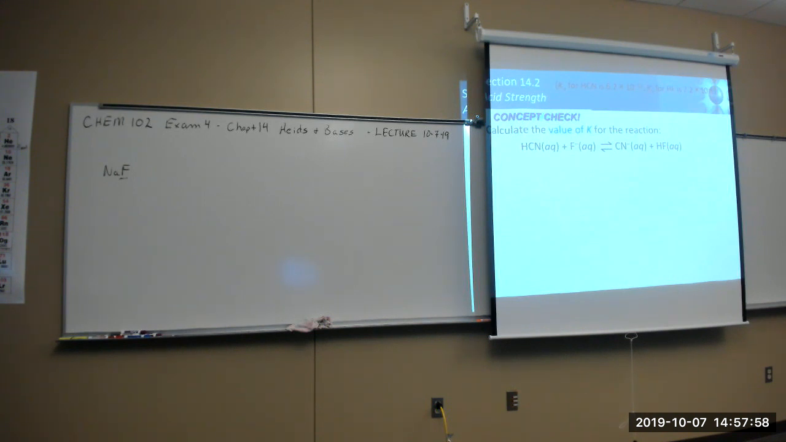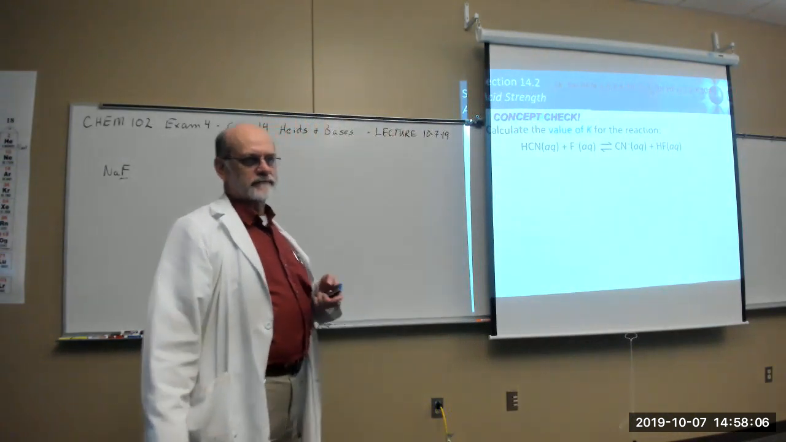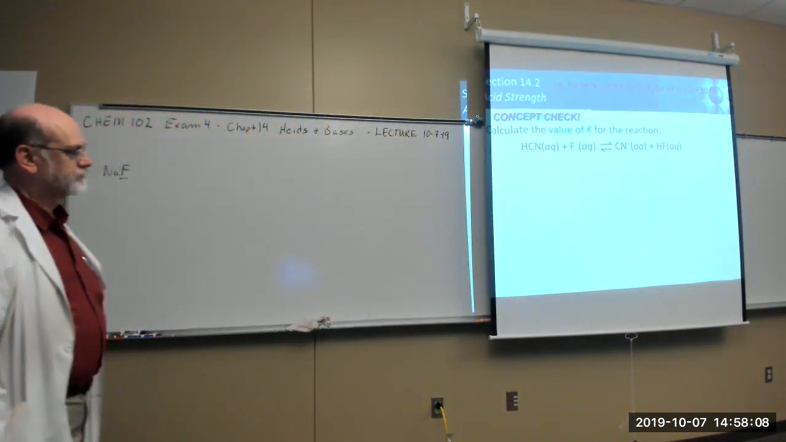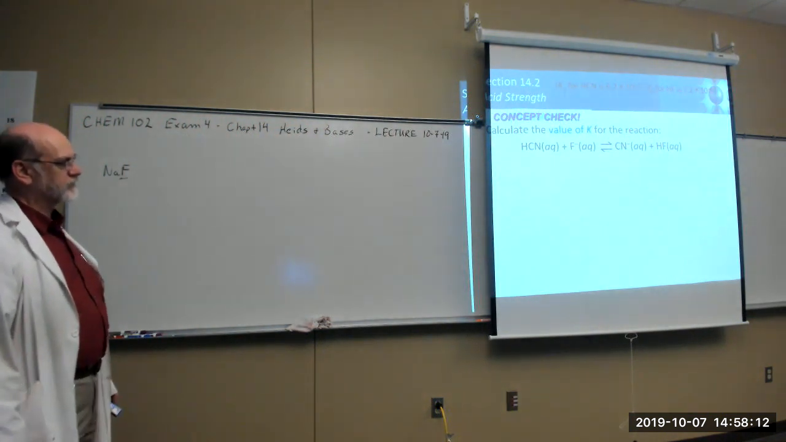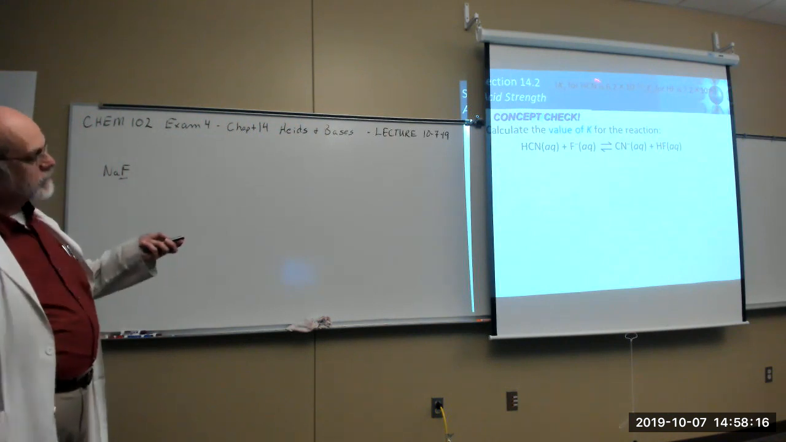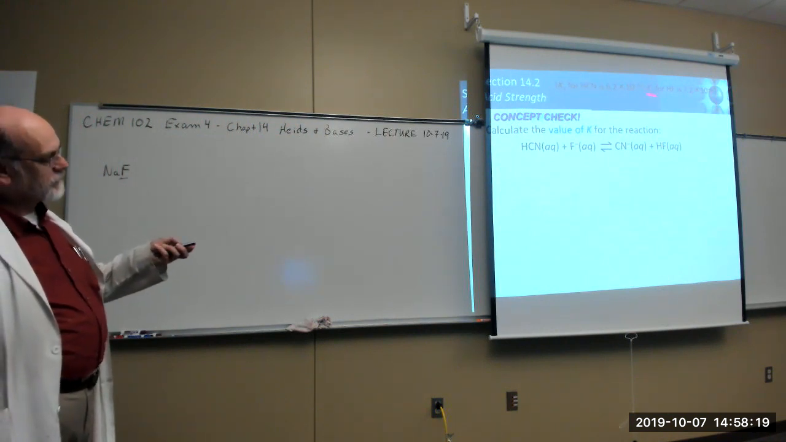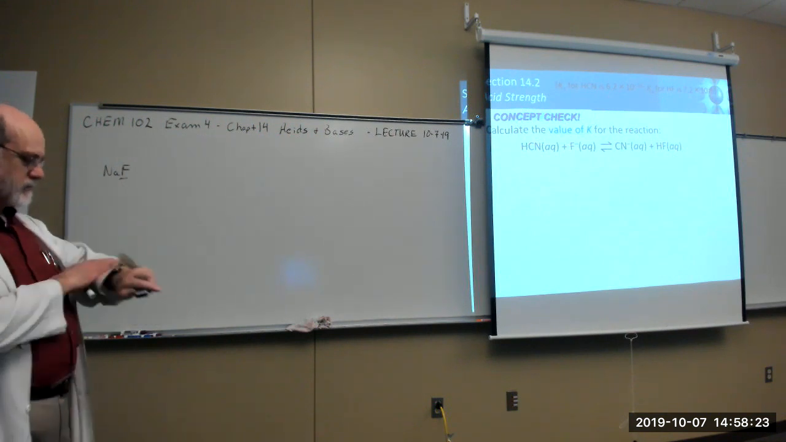It's written in terms of Kw equals Ka times Kb. That way, you can just solve for the one you need. So if you have one, you can find the other. Calculate the value for K for the reaction. Now we're going to actually use those values here and calculate the K for that reaction.